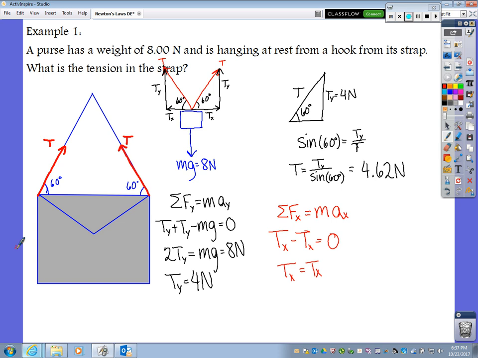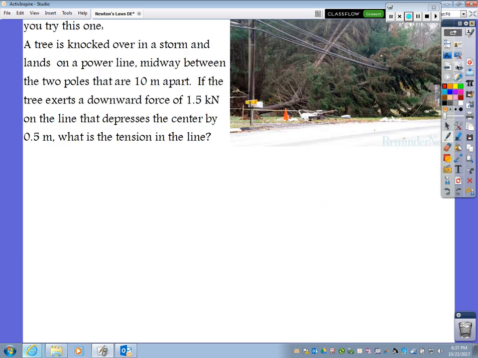Okay, another example, very much like this. We have a tree. A tree is knocked over in a storm and lands on a power line midway between the two poles that are 10 meters apart. If the tree exerts a downward force of 1.5 kilonewtons on the line that depresses the center by 0.5 meter, what is the tension in the line?